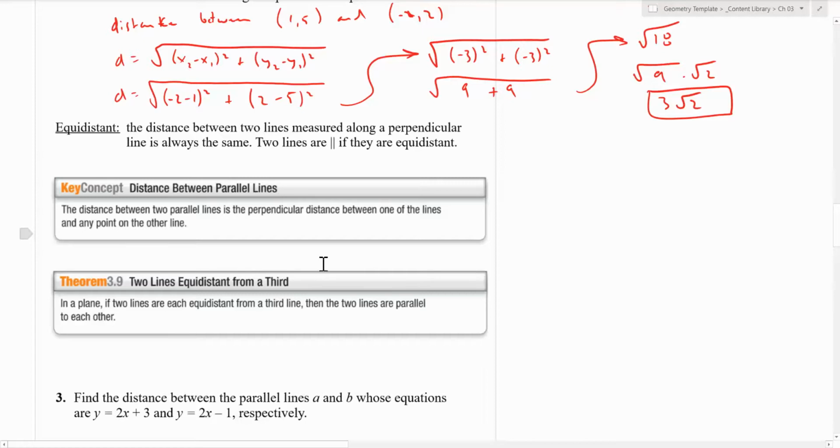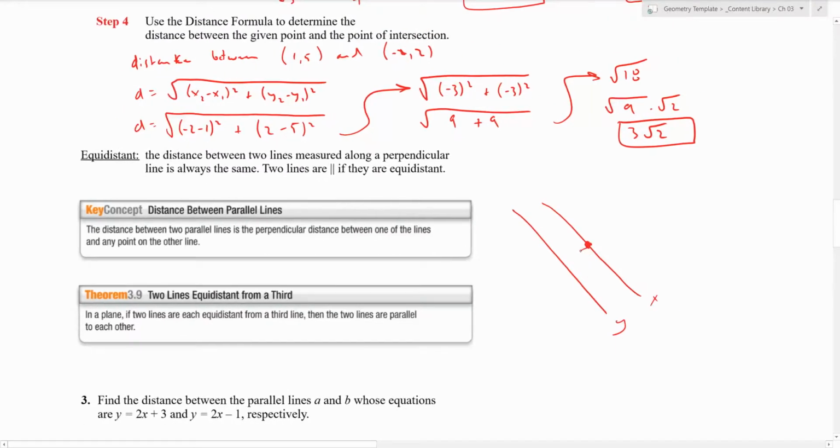The two lines are parallel if they're equidistant. So if two lines are parallel, they're equidistant. Distance between parallel lines: the distance between two parallel lines is the perpendicular distance between one of the lines and any point on the other line. So here are some parallel lines. Here's a point on one line. Let's call this line X. Let's call this line Y. The distance between the two is the perpendicular distance.